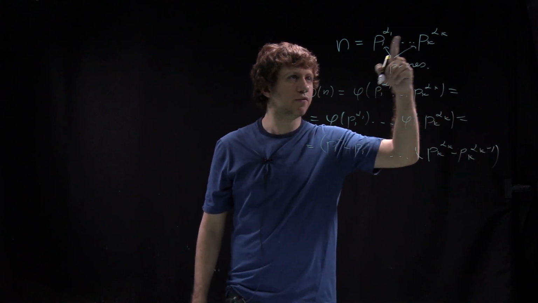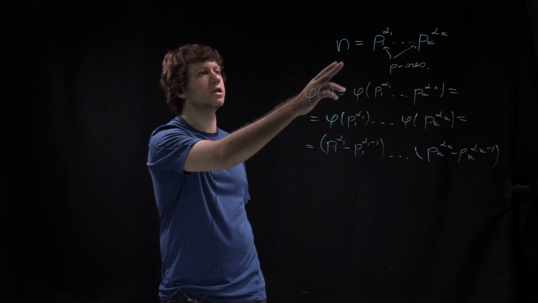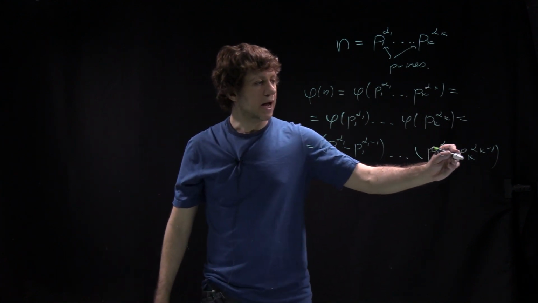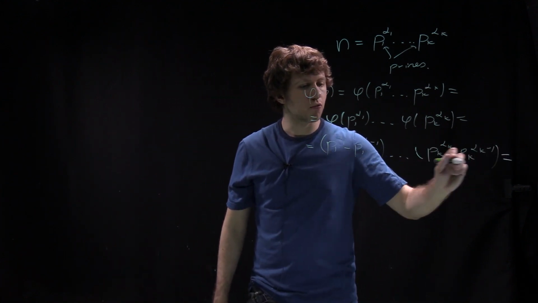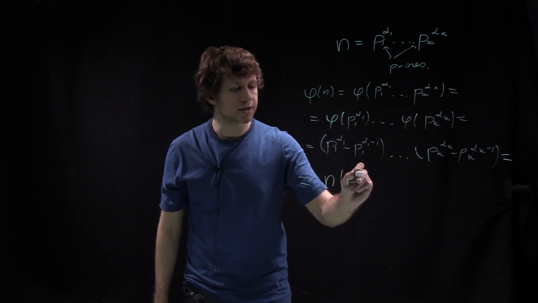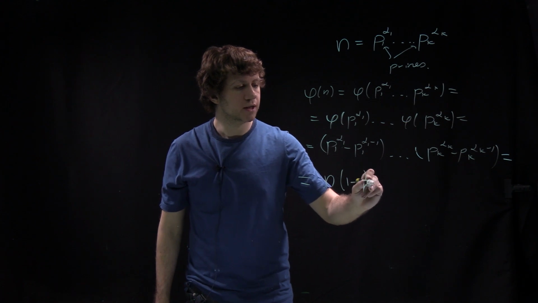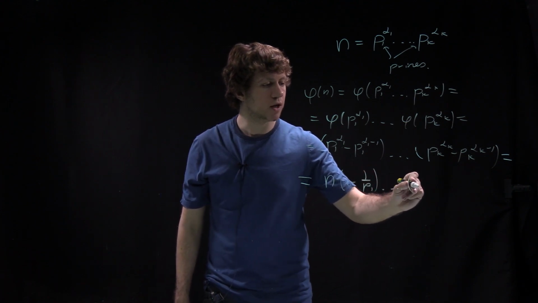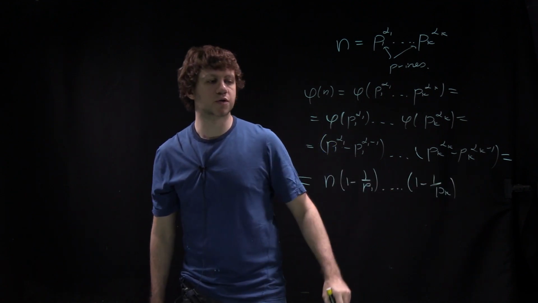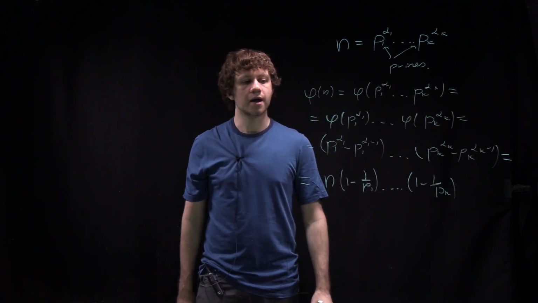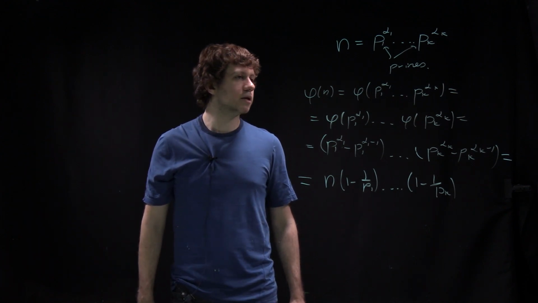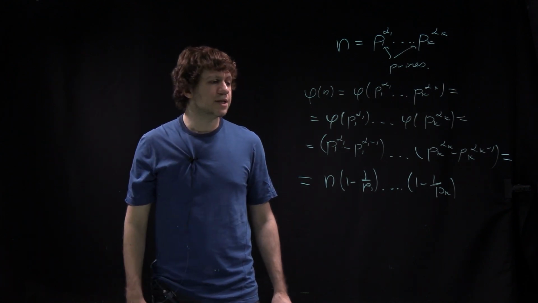And here you should be careful. You need to assume these powers alpha are actually not equal to 0, otherwise you will get some nonsense. And this can also be rewritten, maybe more nicely, as n times (1 minus 1 over p1) times ... times (1 minus 1 over pk), a product over the primes contained in n. And that's the proof, but there are other proofs.